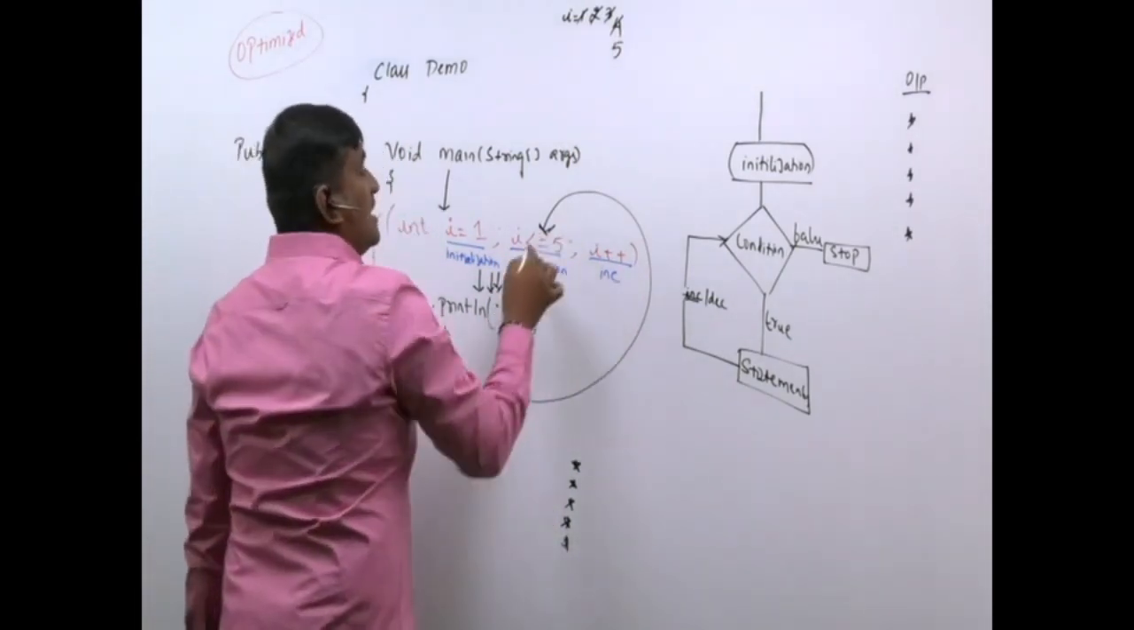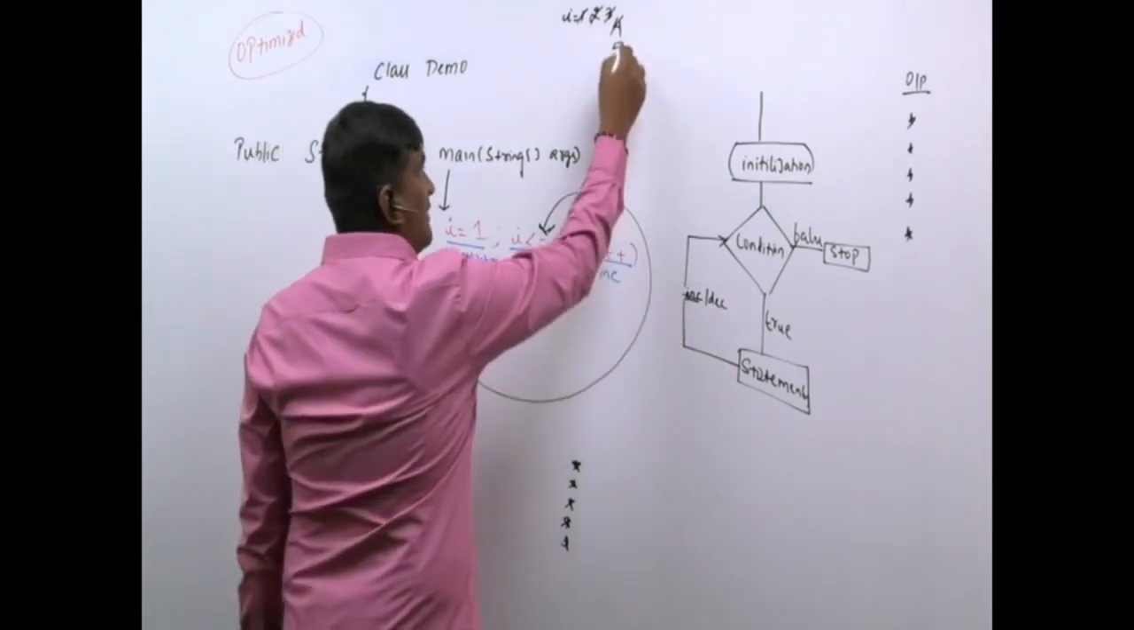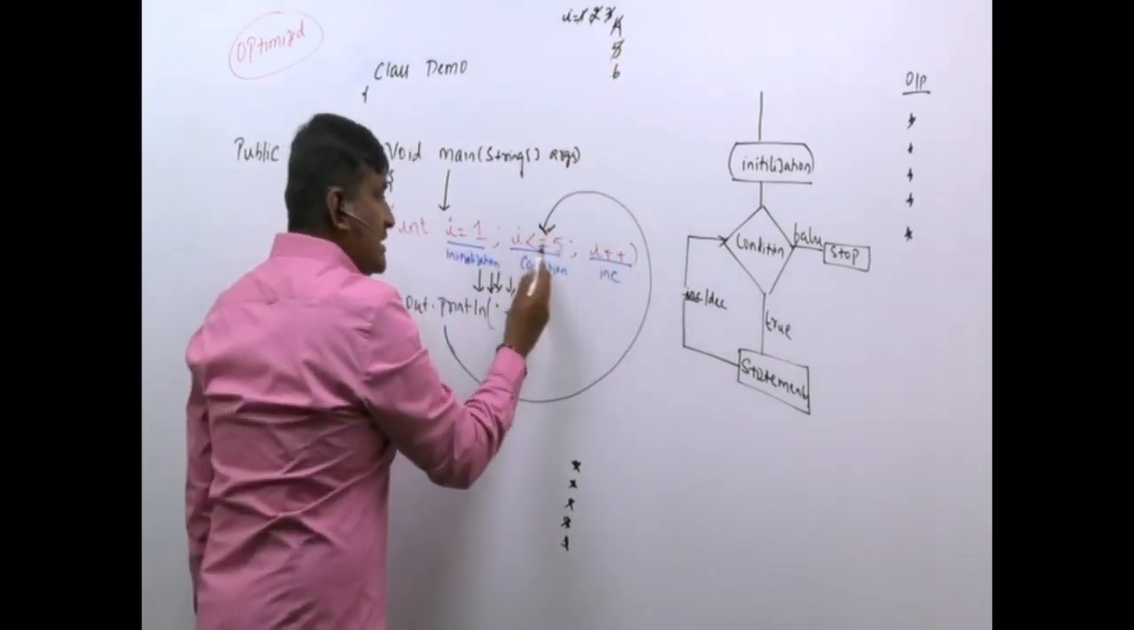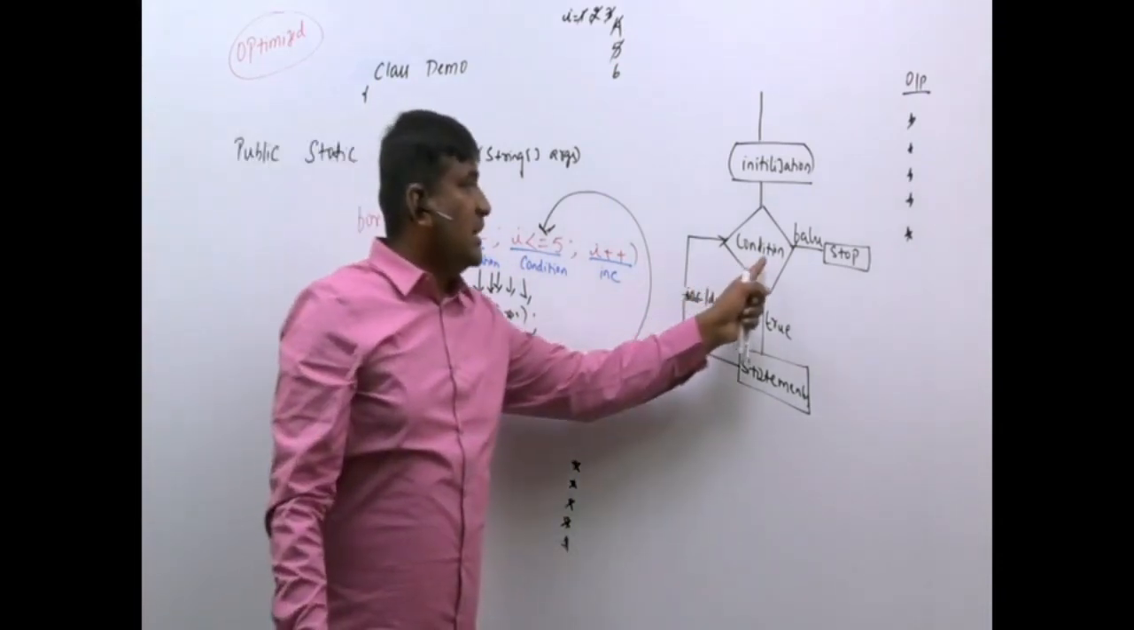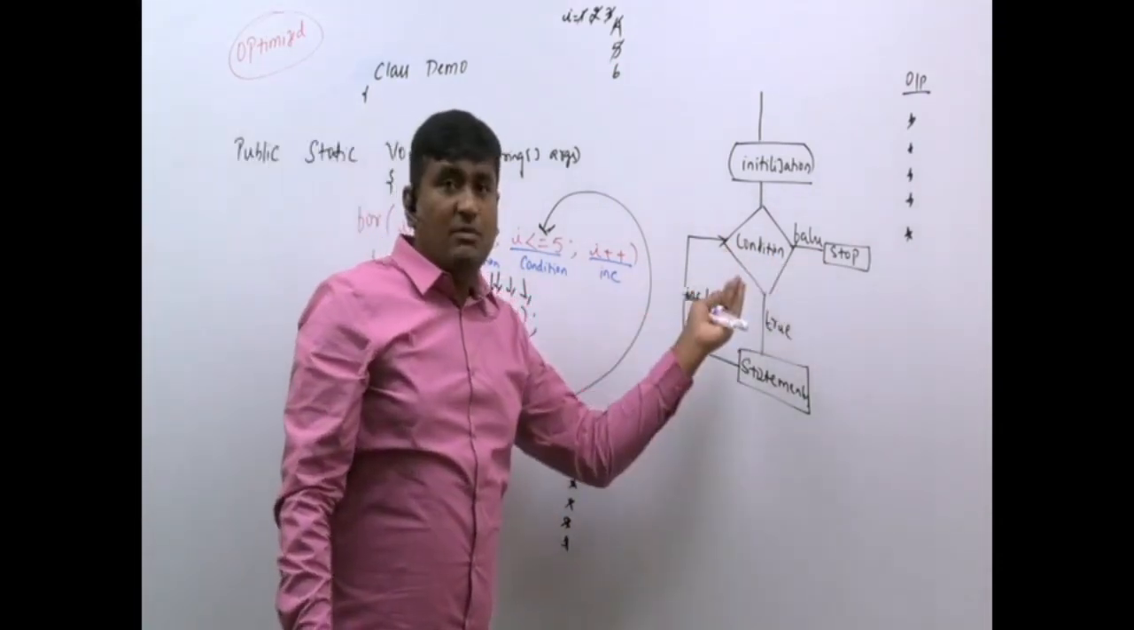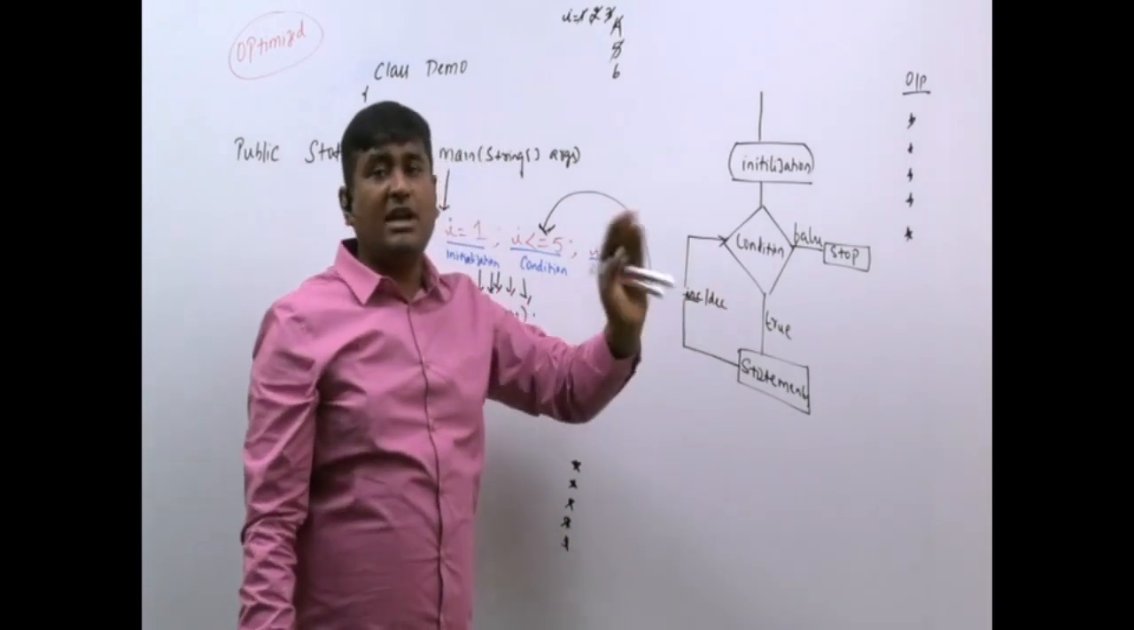Again go back. Now tell me, when you are going back, you should increment. 5 becomes how much? 6. Is 6 less than or equal to 5? No. 6 is not less than or equal to 5. Whenever your condition becomes false, control will come outside the for loop. It will not execute the for loop.